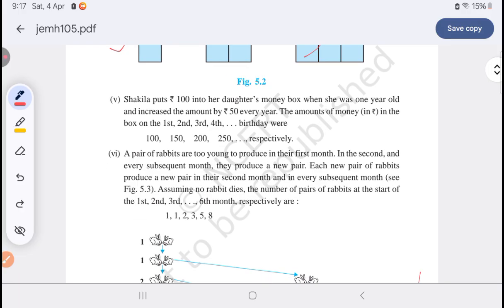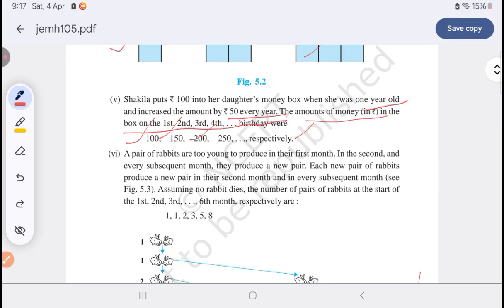Another example. Shakila puts 100 rupees into her daughter's money box when she is 1 year old. She increases the amount by 50 rupees every year. The amount of money in the box on the first, second, third, fourth birthday: first 100 rupees, then you are adding 50 rupees every year, so it will increase by 50.